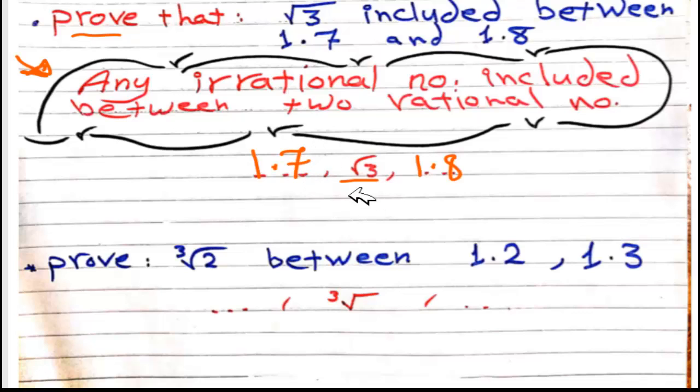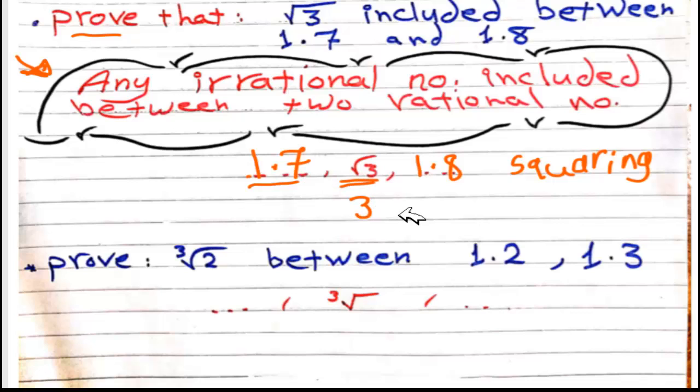I want to cancel this square root. To cancel the square root, I have to square all sides. The meaning of squaring is power 2, all of them. So I have to find 1.7 squared. Root 3 squared is too easy, it is 3.